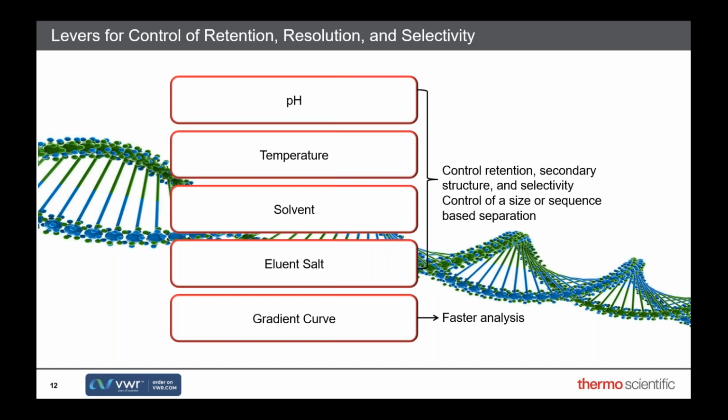Now, I'm going to go on and show how you can affect the separation on these columns. Now, with a gradient curve, that's the same as any other HPLC column. You can optimize your gradient and optimize the separation.